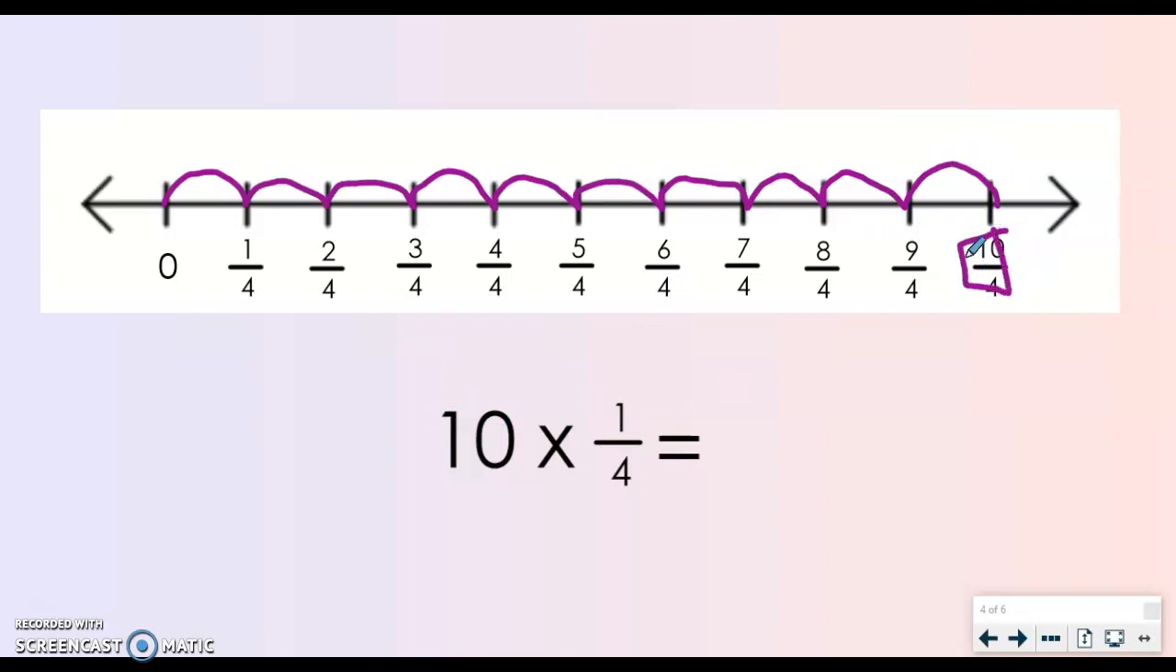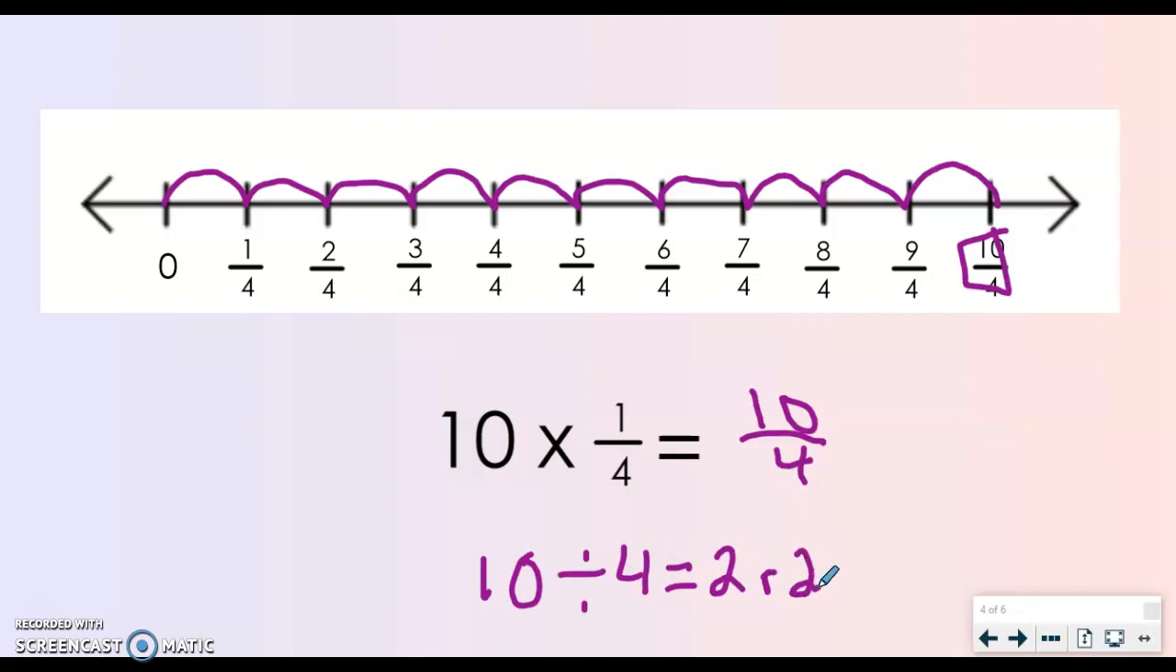10/4. And like I said, sometimes we can leave it as an improper fraction. Sometimes you may want to convert it into a mixed number. So this should be a review. If we had 10 divided by 4, 4 goes into 10 twice, which would be 8. 10 minus 8 would leave us with a remainder of 2. So we could have the answer of 10/4, or written as a mixed number, it would be 2 wholes with 2/4 remaining.